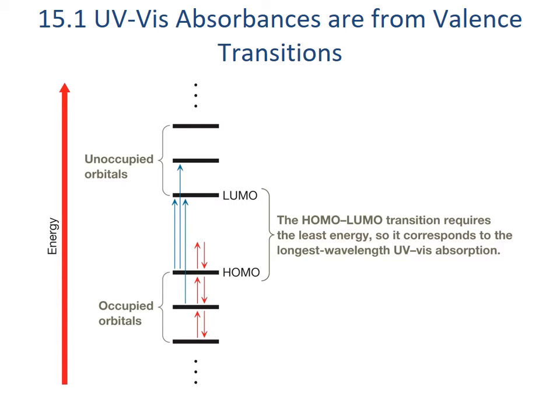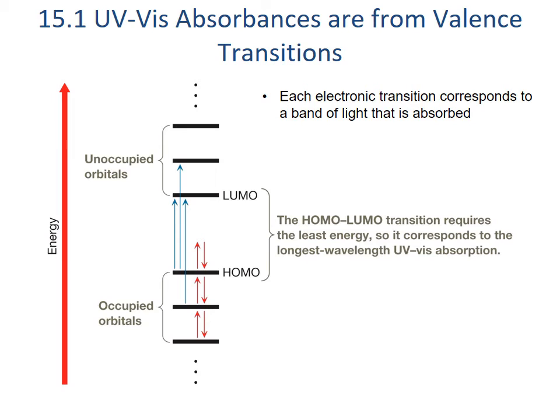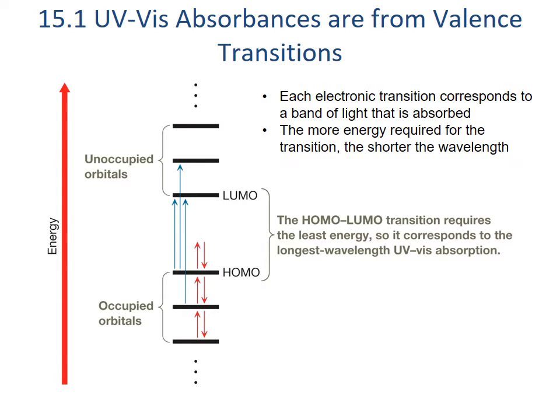Okay, so back to UV-Vis. We know that molecules are full of orbitals, both occupied and unoccupied. Any movement of electrons from a lower energy orbital to a higher energy orbital will require energy. It will absorb light. The more energy that is absorbed, the shorter the wavelength. So for bonding electrons, the highest energy transitions show up in the UV region, while the lowest energy transitions will show up in the visible region.